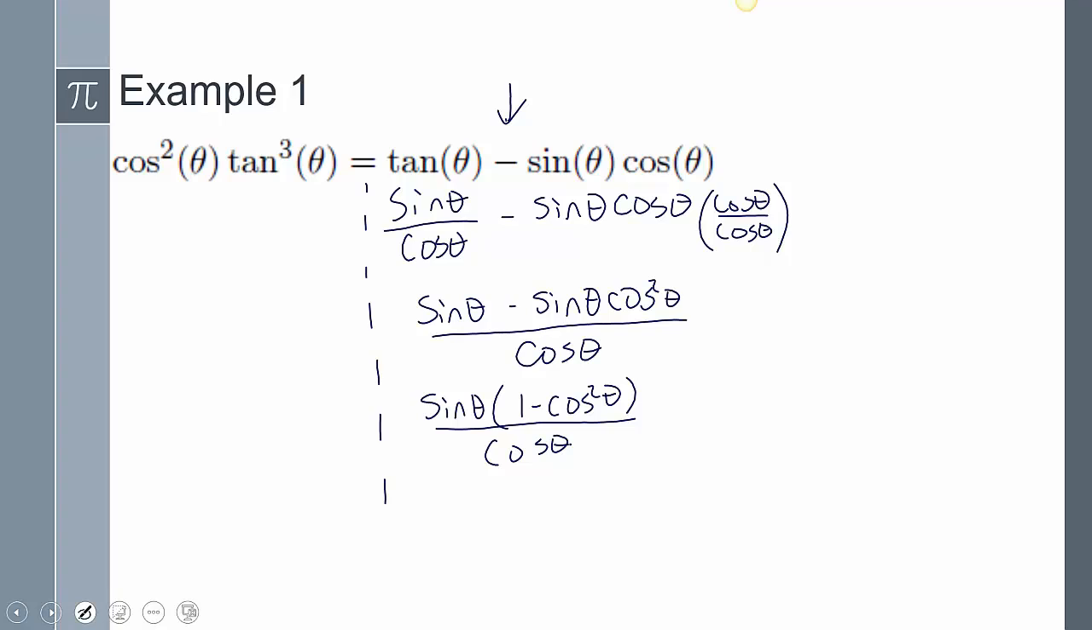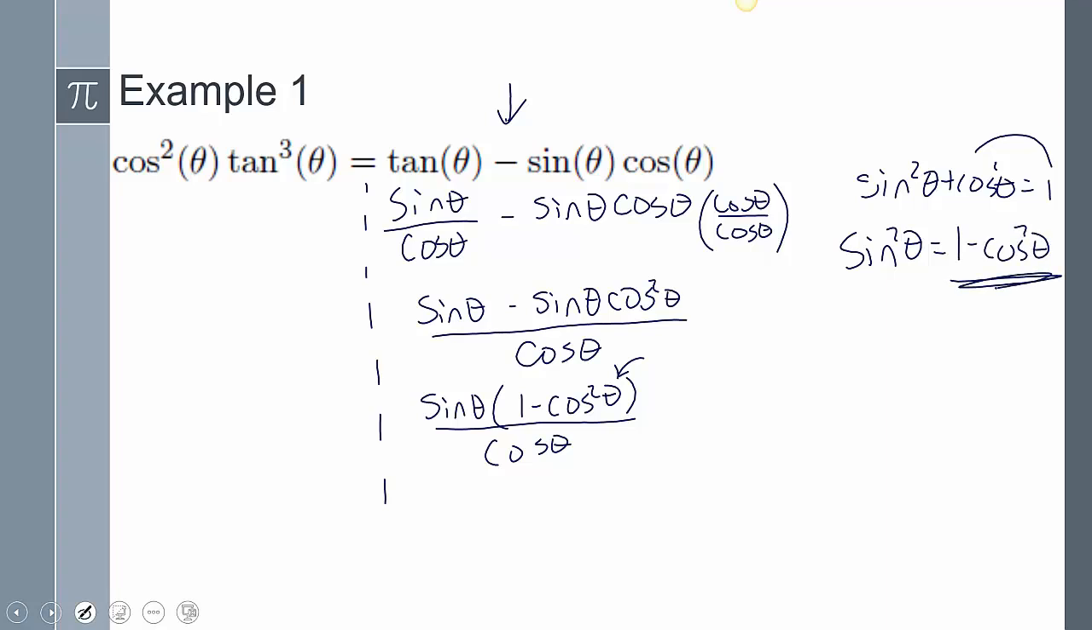We're in that algebra phase. Now I notice, oh, there's a Pythagorean identity. Remember, sine squared plus cosine squared equals 1. So if I subtract the cosine squared, I know that sine squared equals 1 minus cosine squared. So whatever 1 minus cosine squared is, I can replace it with sine squared. So now, this is sine theta times sine squared theta over cosine.